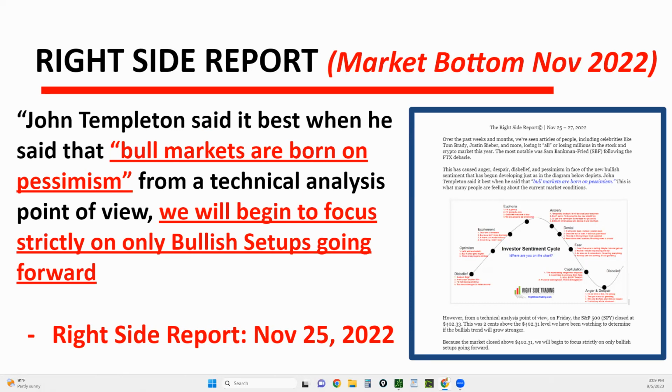But from a technical analysis point of view, we will begin to focus strictly on bullish setups going forward. And that's still what we're doing till today. Now, that doesn't mean that we're not going to find bearish drops here and there, but for the overall market, we know that the market is bullish.